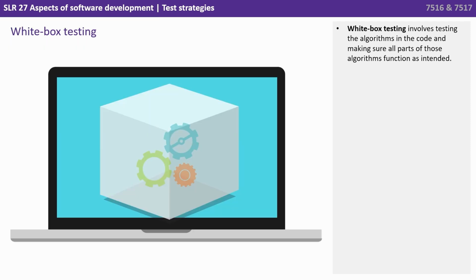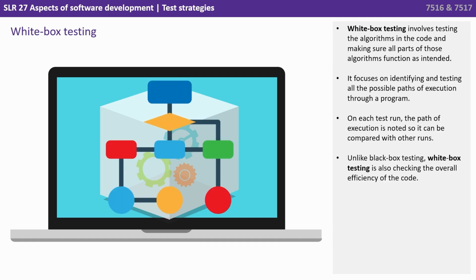White box testing involves testing the algorithms in the code and making sure all parts of those algorithms function as intended. It focuses on identifying and testing all the possible paths of execution through a program. On each test run, the path of execution is noted, so it can be compared with other runs. Unlike black box testing, white box testing is also checking the overall efficiency and therefore quality of the code.